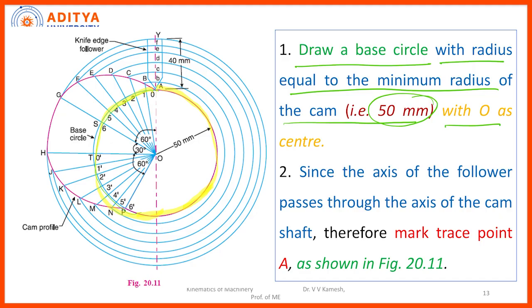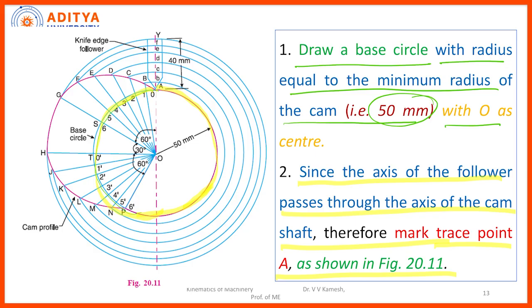Next, what do I need to do? Since the axis of the follower passes through the axis of the camshaft, therefore mark the tracing point A. So in the diagram, what is the tracing point? Tracing point means simply forget about the cam, rise, dwell, return, forget about everything. Simply the camshaft is equal to a completely circular shaft, let it be, right.